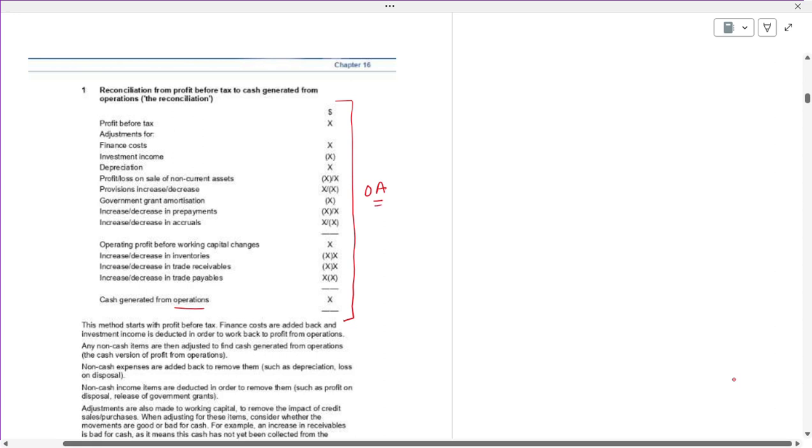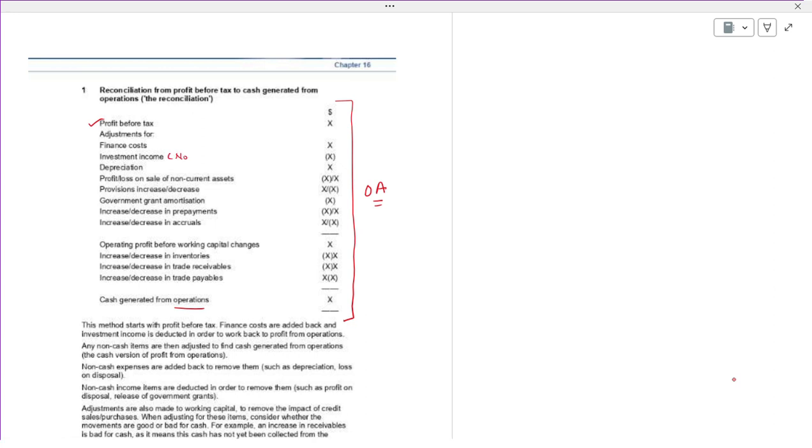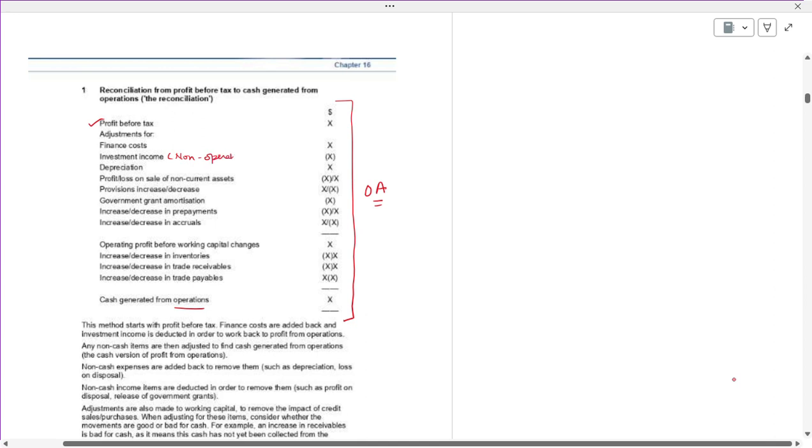Format is important. First you start with profit before tax. You have finance cost: add. If it is not in brackets, it is to be added; if it is in brackets, it is minus. Investment income is non-operating, that is why you have to deduct it. Always depreciation should be added, because it is a non-cash expense.